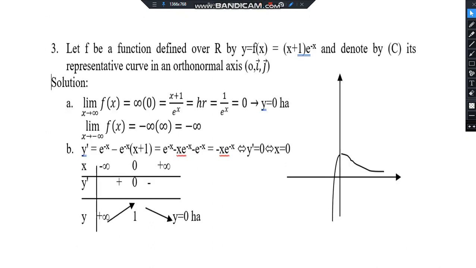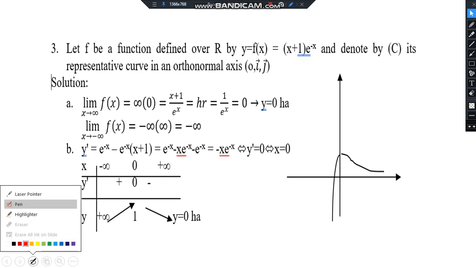Now we want to graph f of x equals x plus 1 times e power minus x.